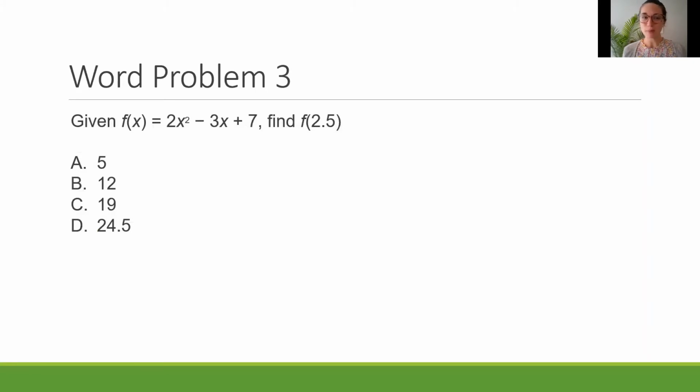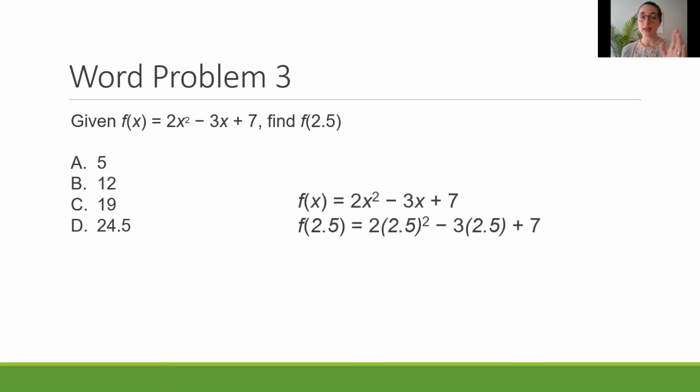All right, so for problem number 3, we have some algebra we're getting into today. So this one says, given f of x equals 2x squared minus 3x plus 7, find f of 2.5. Now, you might notice here that we see f of x and then f of 2.5, which tells me, very simply, that we're going to replace whatever we see the x with 2.5. So you can see there we have the original equation written out, and beneath it, wherever you saw x's before, I've replaced them with the 2.5.